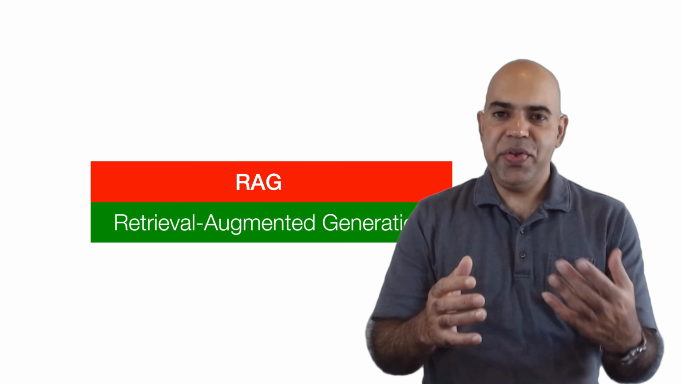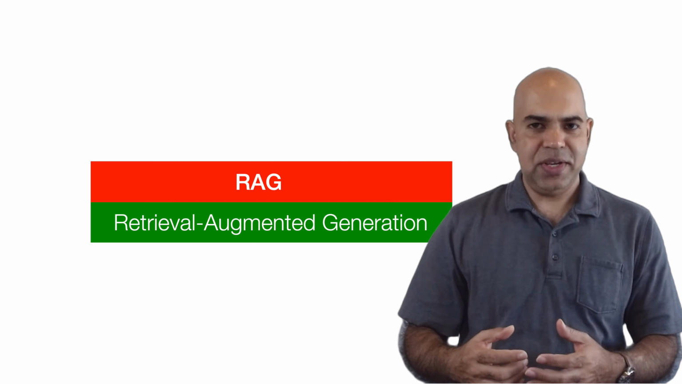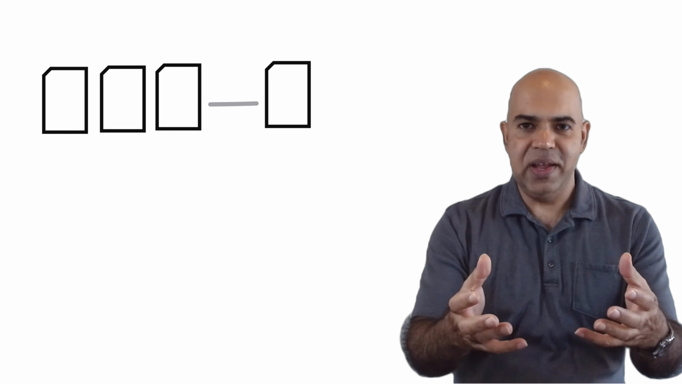In the context of large language models, RAG stands for Retrieval-Augmented Generation. RAG combines the power of retrieval systems like search engines with the generative capabilities of neural networks to enhance the performance of language models. Consider the situation when you have several thousand documents of your organization.